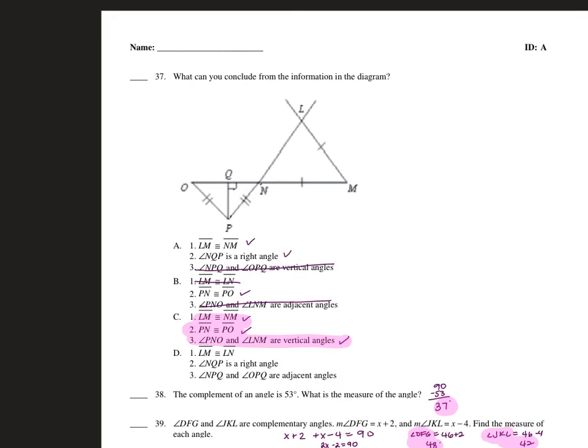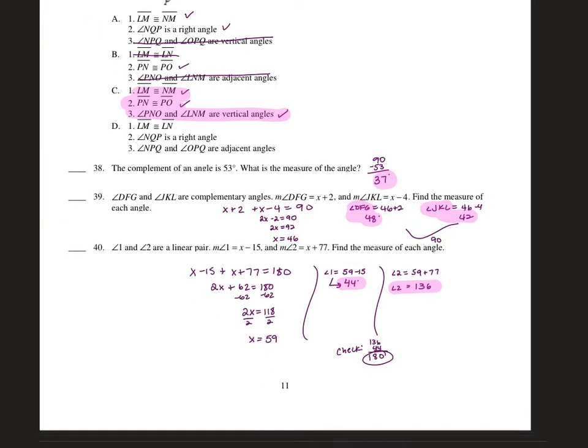Okay, 37, so you could see information like this. It says, what can you conclude from the information in the diagram? And C is the only one where all of those parts were right. LM equals NM, PN equals PO, and angle PNO and LMN are vertical angles. 38, the complement would be 37. 39, I would add them and set them equal to 90.